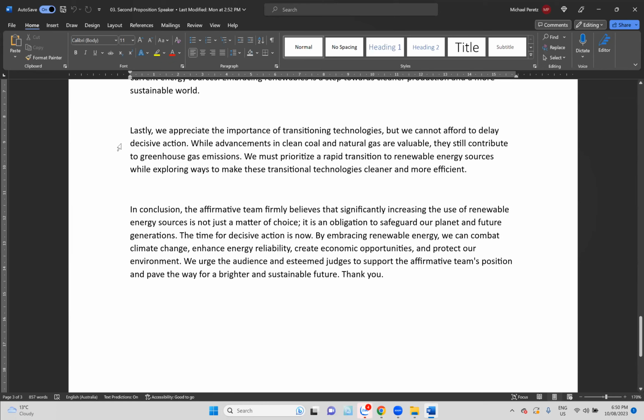So here they're saying, yes, we appreciate that you think that we can't just change, but we can't afford to wait any longer. We don't have time to transition. We need to just get to green energy now. So again, there they are just trying to take apart any counter arguments made by the opposition.